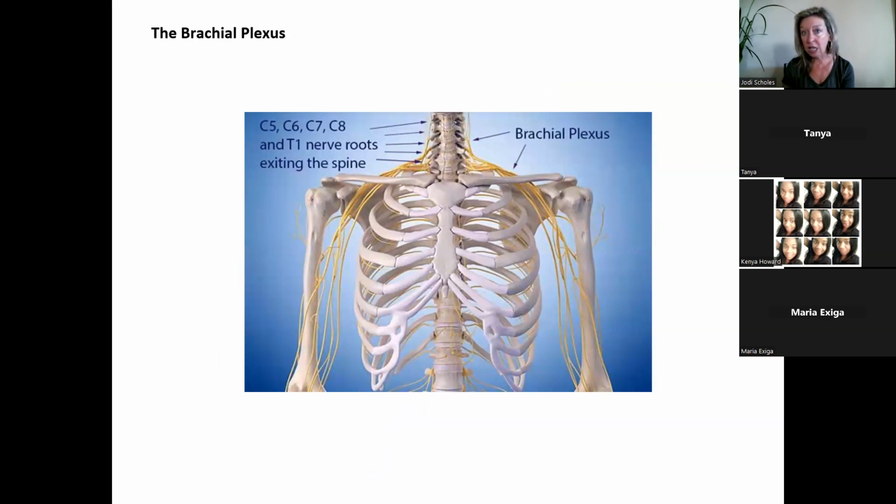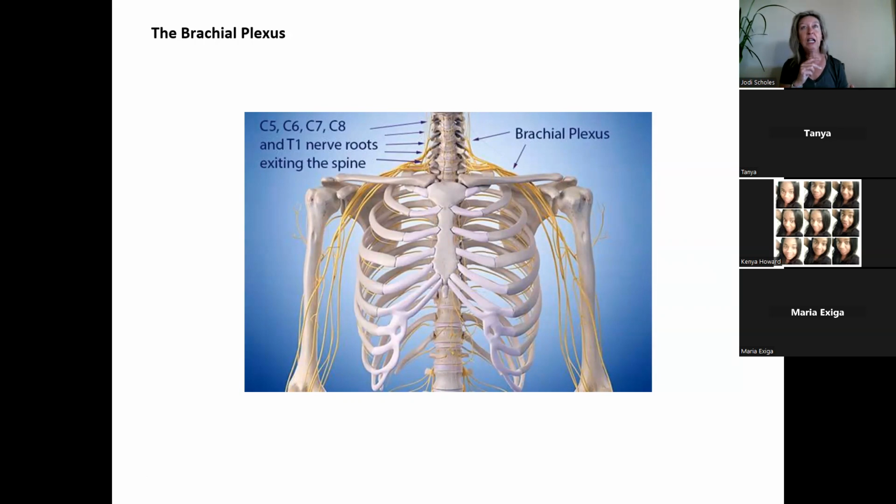Let's take a quick look at another area that we haven't covered before, and that's the brachial plexus. The brachial plexus technically is on both our left and right sides, but let's take a look here. It is the nerve bundle that passes under the clavicle and is responsible for innervating our arm and hand.